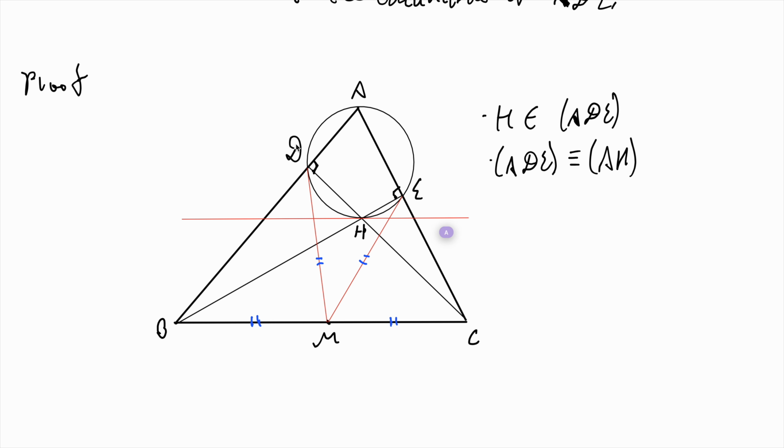So let's, without loss of generality, look at D. That way we could just say it is symmetric for E. The whole process is symmetric. So let's look at D. How do you prove that this line is actually tangent to the circle?